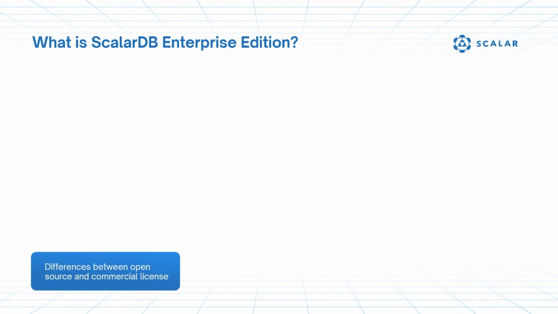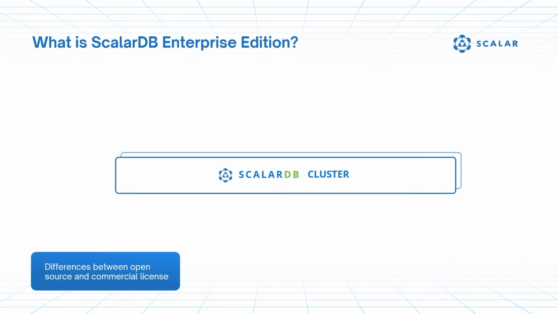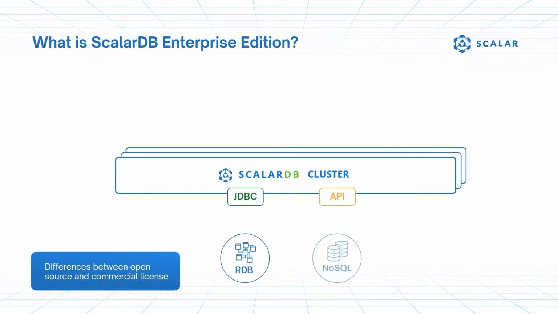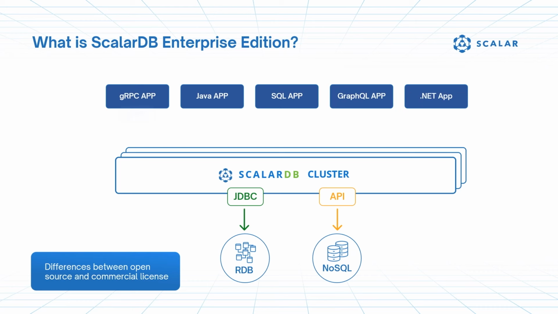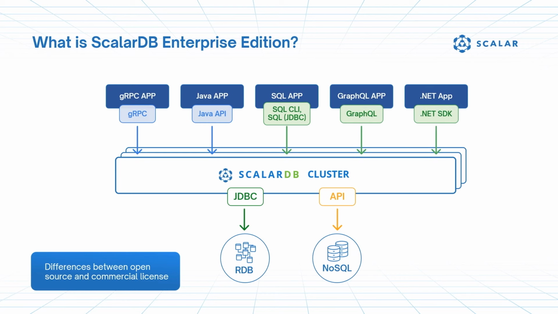Now let's have a look at ScalarDB the product. ScalarDB is available in open source and commercial licenses. The Commercial Enterprise Edition comes in two versions. One is the standard version and the other is the premium. In the Enterprise Edition, ScalarDB offers a clustering solution. In the clustering solution, each node provides ScalarDB functionality. The ScalarDB cluster offers multiple interfaces such as gRPC, Java API, SQL, Spring Data, GraphQL, and .NET SDK. The standard version offers only gRPC and Java API interfaces.